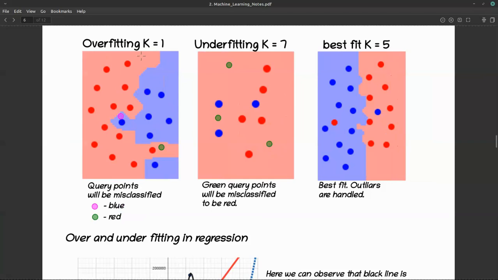But if you think intuitively, the true boundary is something like this, right? And this should be classified as red. But due to overfitting, I am making a mistake. Also, this point should be classified as blue, right? Because it is on the right hand side, correct? But due to this overfitting, I am saying it's red because its nearest neighbor is red, right? K equal to 1. So these mistakes you will make in the testing phase.